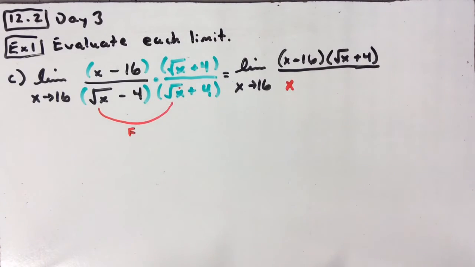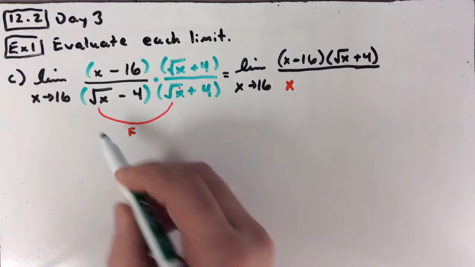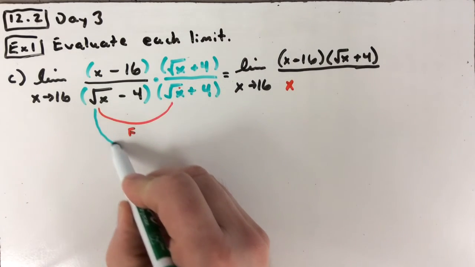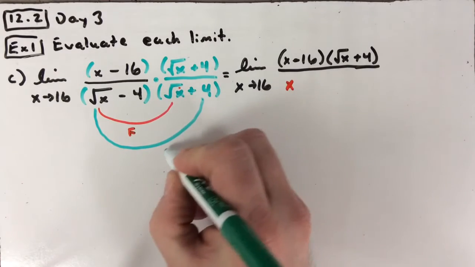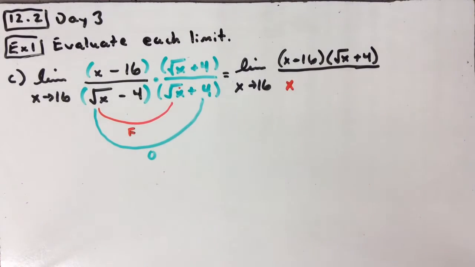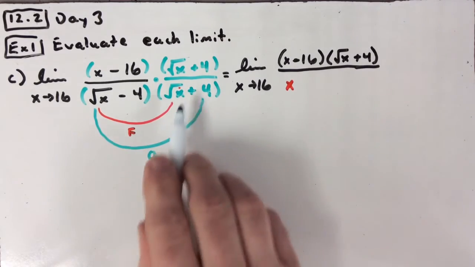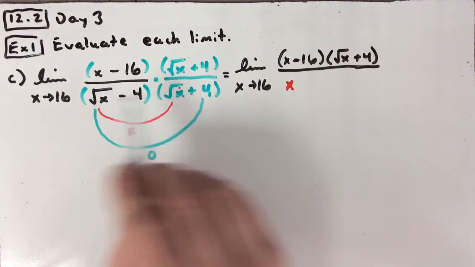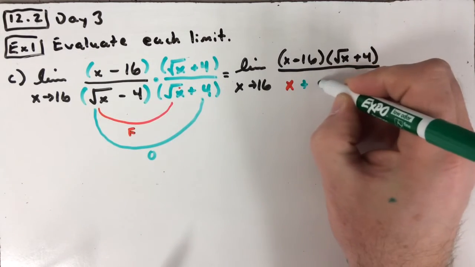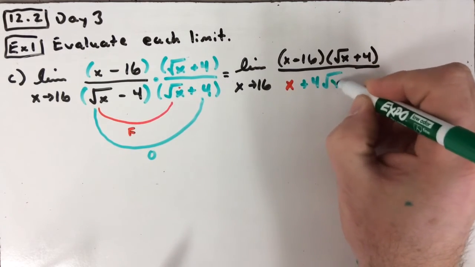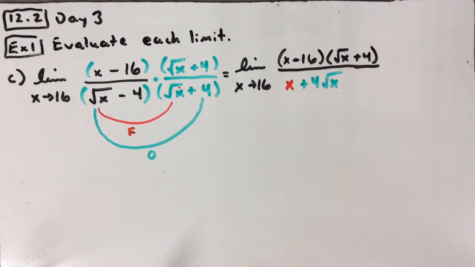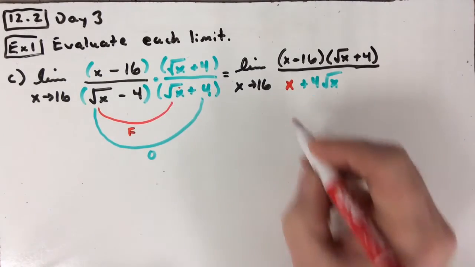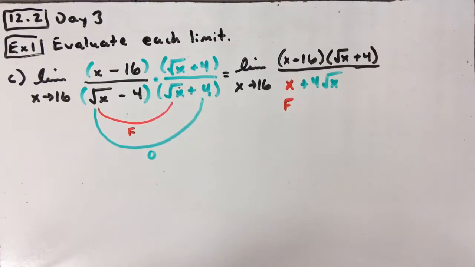That's the F part of FOIL. For the outside terms, that would be the square root of x times that 4. That's the O part of FOIL. And if I do a square root times a number, you can't multiply those together. All you can do is write them down next to each other. So the square root of x times 4 is just going to give us 4 times the square root of x. That's the O part of FOIL. So far, on the bottom of this fraction, we have the F and the O parts of FOIL.